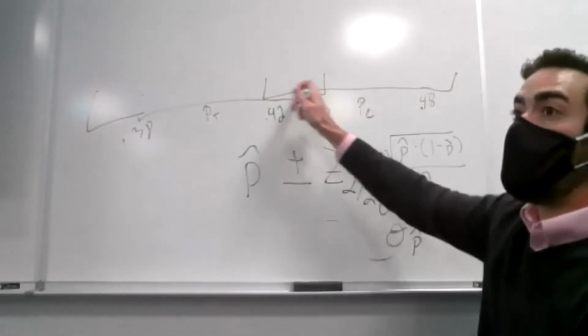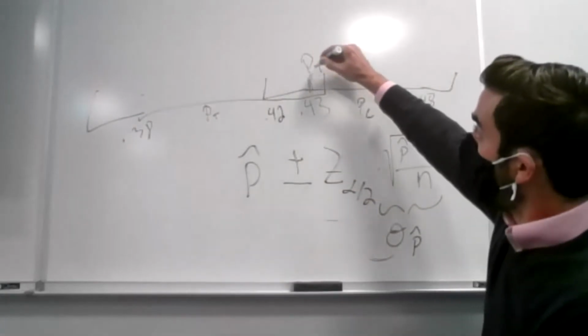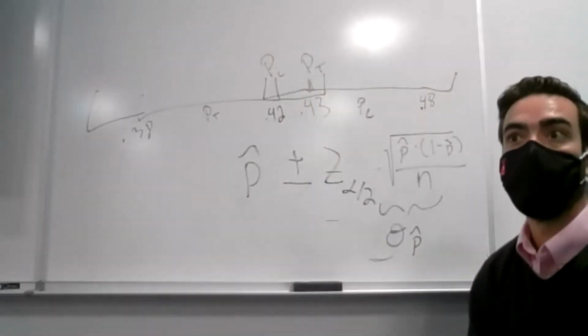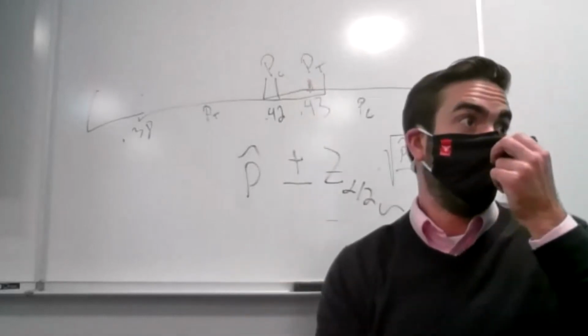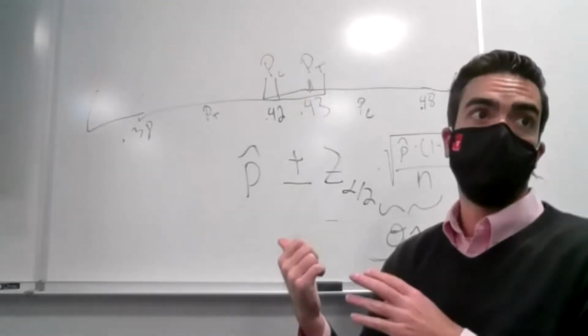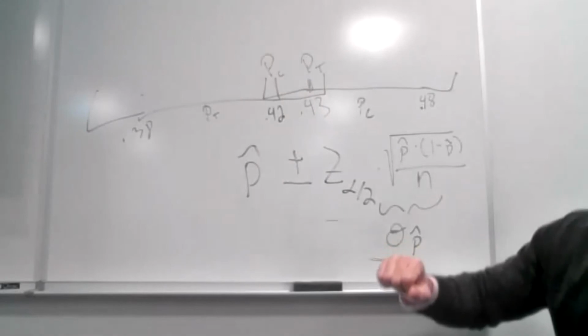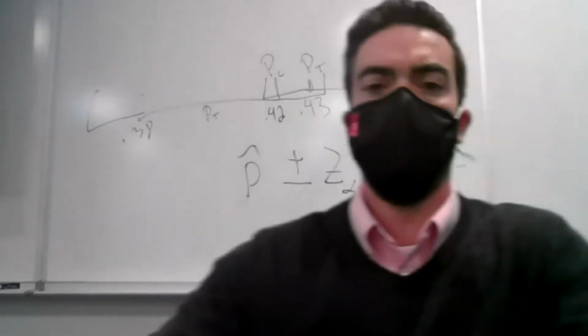Well, now when they overlap, it could be the population proportion for Trump is here, and it could have been the population proportion for Clinton is over here. So if they overlap, I can't really say that one is higher than the other. But if they don't overlap, now I can start to make some pretty cool statements, okay? Any questions on that before we keep moving? We're okay with that? Okay.